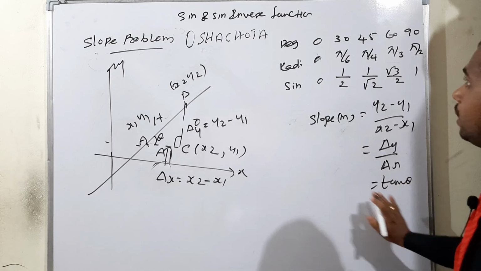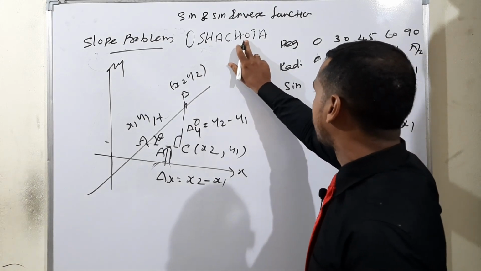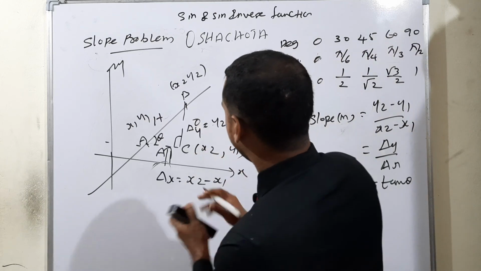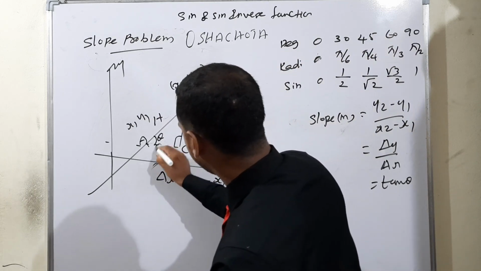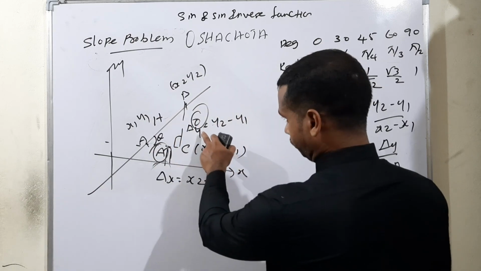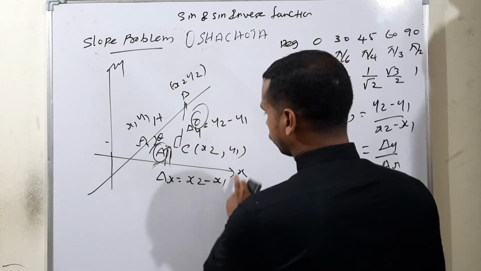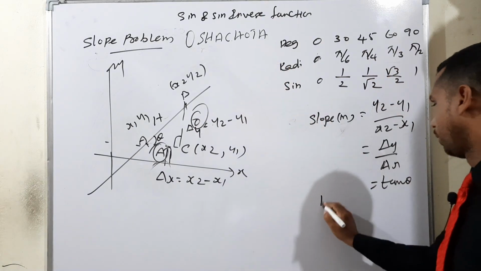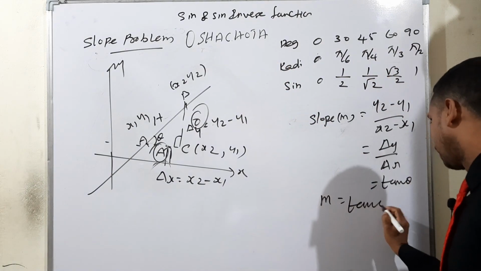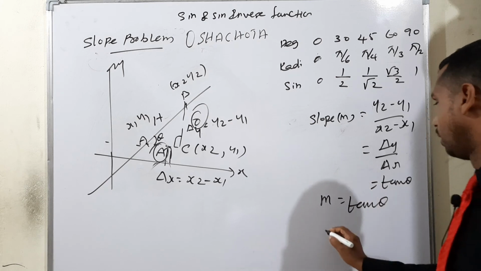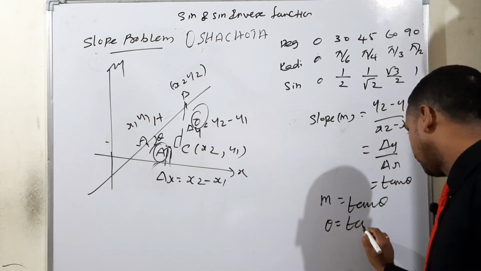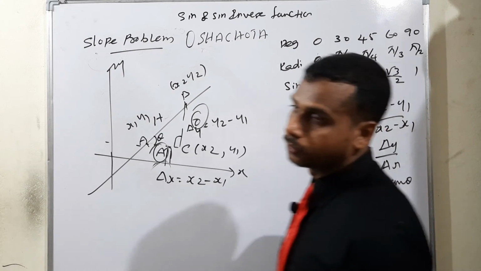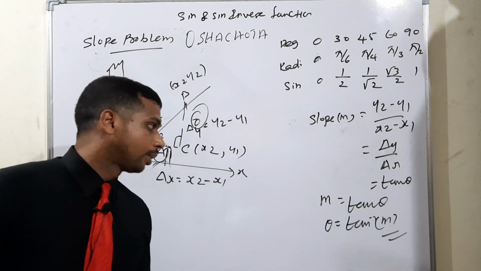How are we saying tan theta? Already I told you, tan theta means opposite divided by adjacent. This is called opposite, this is called adjacent. Therefore, instead of y2 minus y1 divided by x2 minus x1, we can say tan theta. Therefore m is equal to tan theta, so to find the inverse function, theta is equal to tan inverse of m. It's useful for some problems, 2 mark or 3 mark questions, okay.